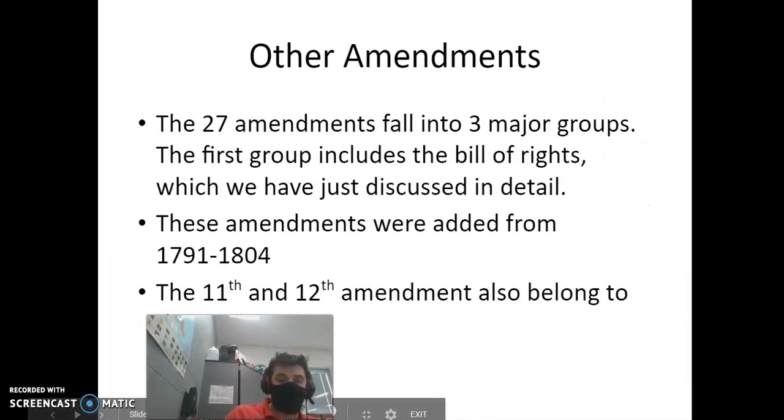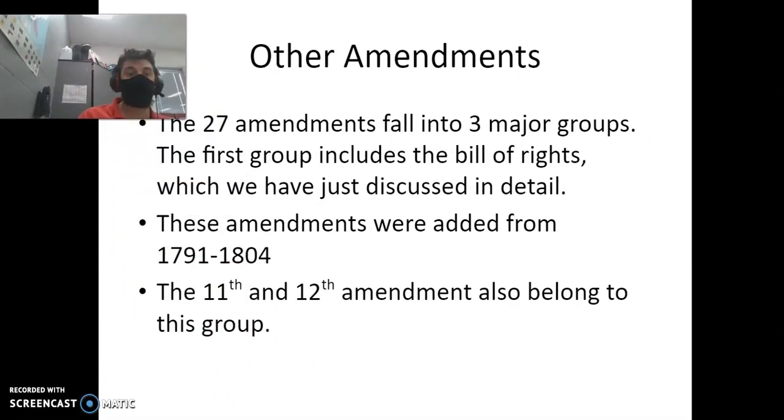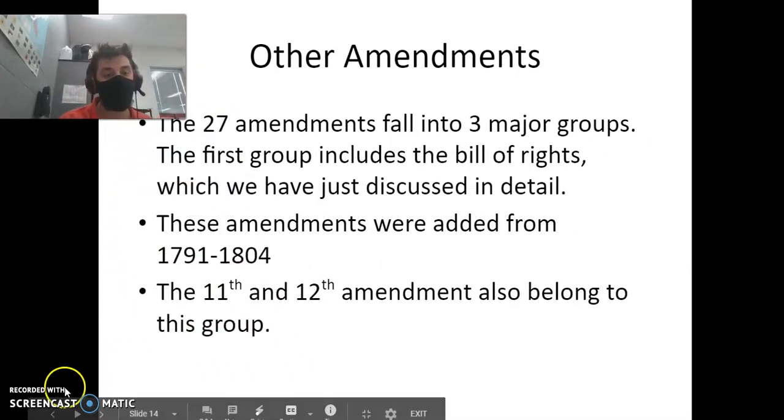Obviously, those are the first 10, known as the Bill of Rights. But we have 27 other amendments. Let's go through them all quickly here.